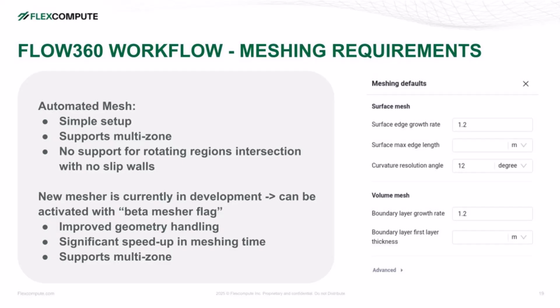Now covering our automated meshing workflow. Flow360 offers an automated meshing process that reduces the amount of inputs required by providing default values that are sufficient to generate a high-quality mesh for most cases. The only inputs required are the surface max edge length and boundary layer first layer thickness. The rest of the defaults are sufficient. Advanced settings are available if necessary.